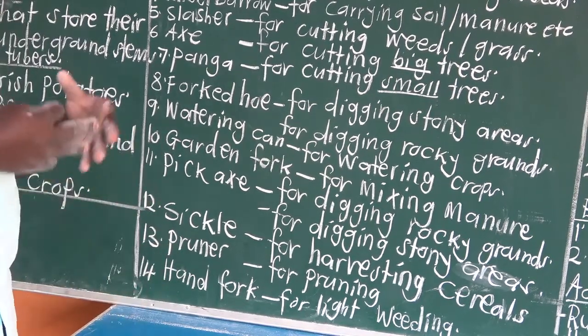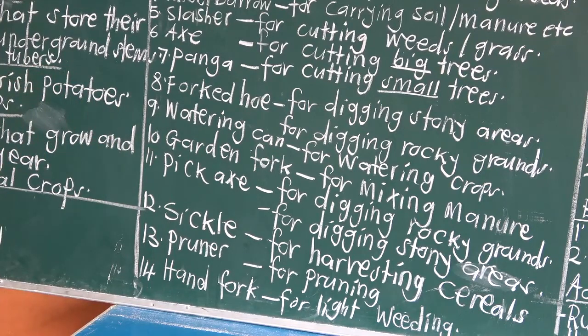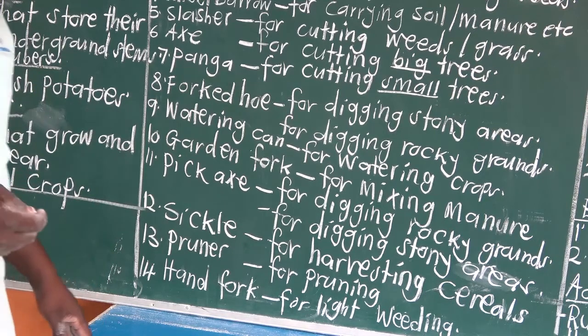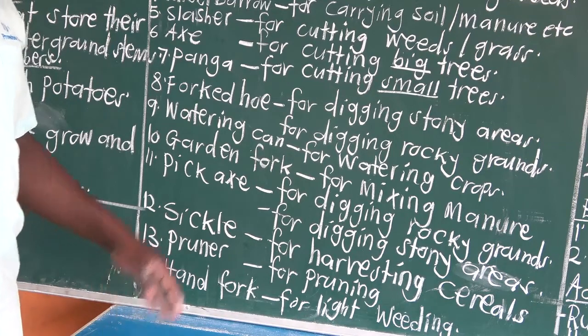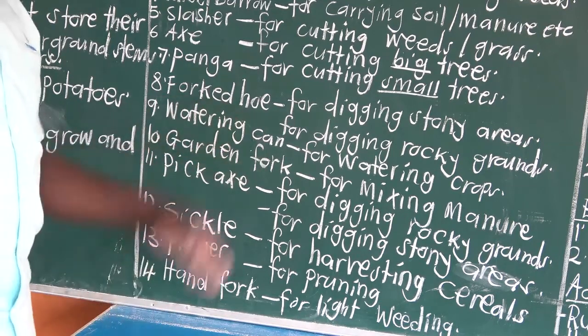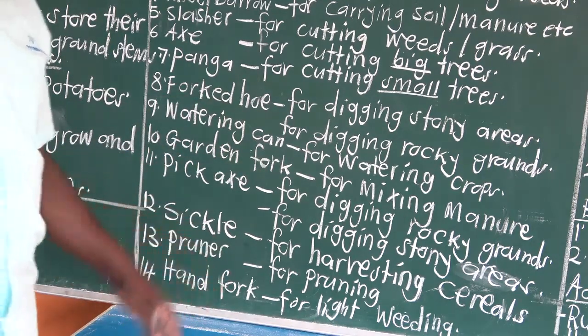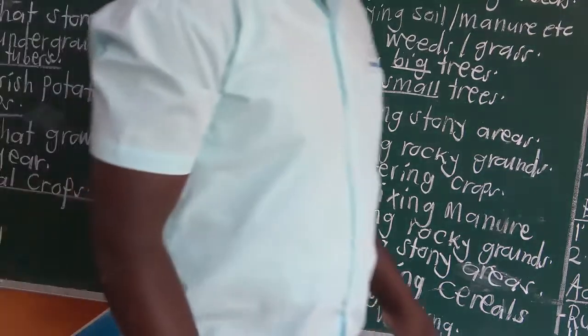Seedlings in a nursery bed are very weak, so you cannot use a hoe to weed. Instead, we use what we call a hand fork. It is very small, just like a trowel, but it has forks, like the normal fork we use for eating food. Then there's another one called trowel. A trowel is used for transplanting seedlings.